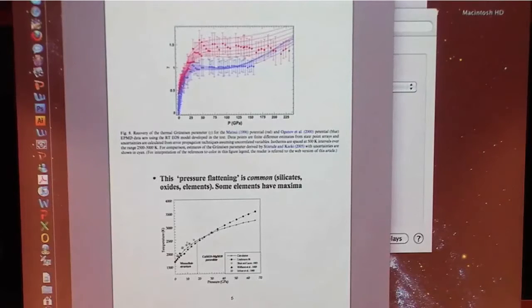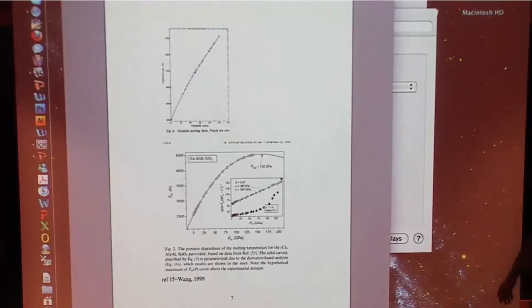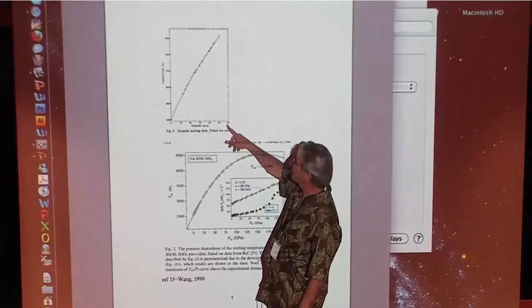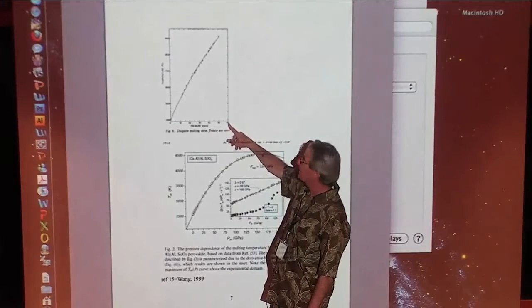So I'll show you a few others. Here's from the old days, Boyd in England, diopside melting. Right? This is actually in kilobars. This is 8 GPa here.